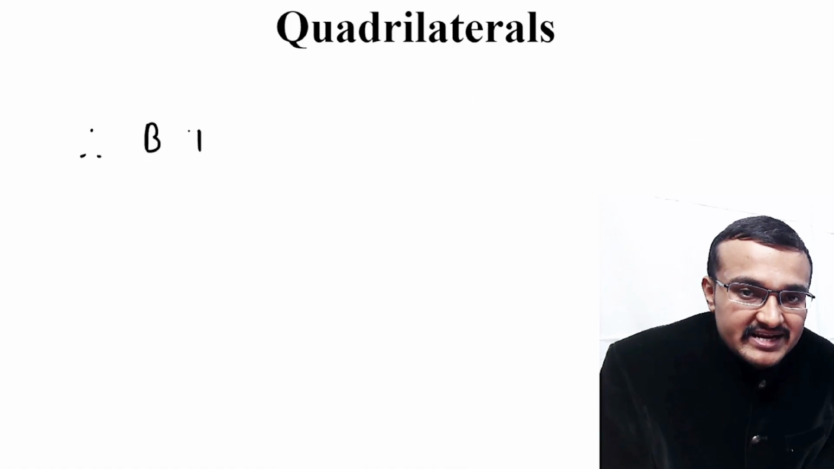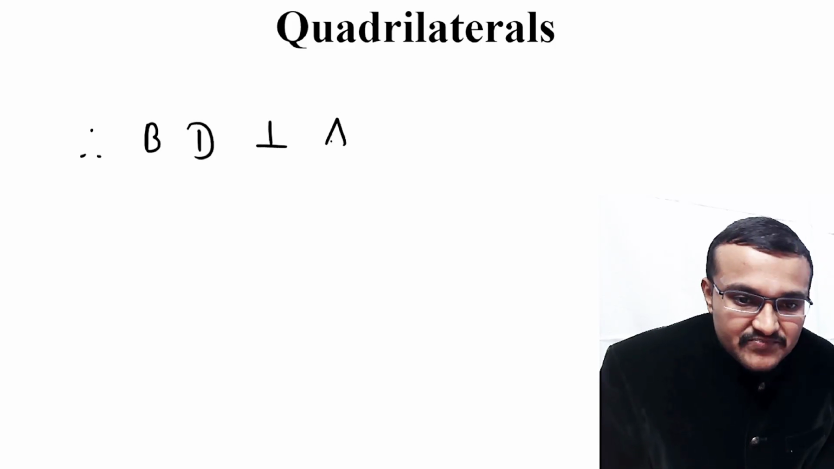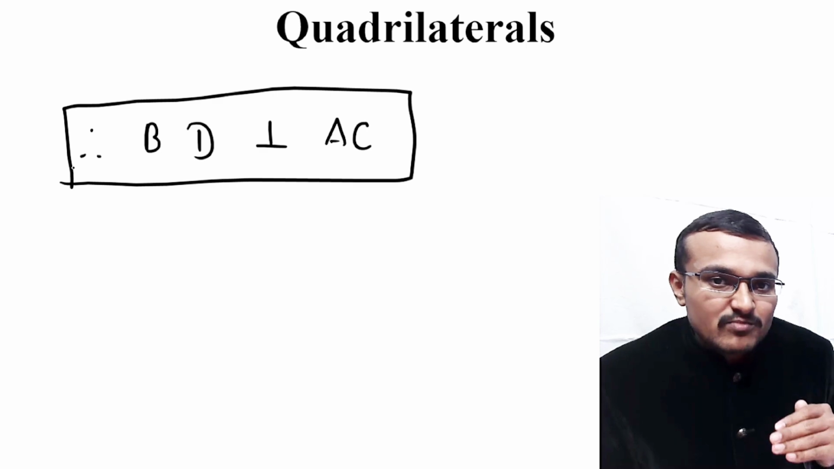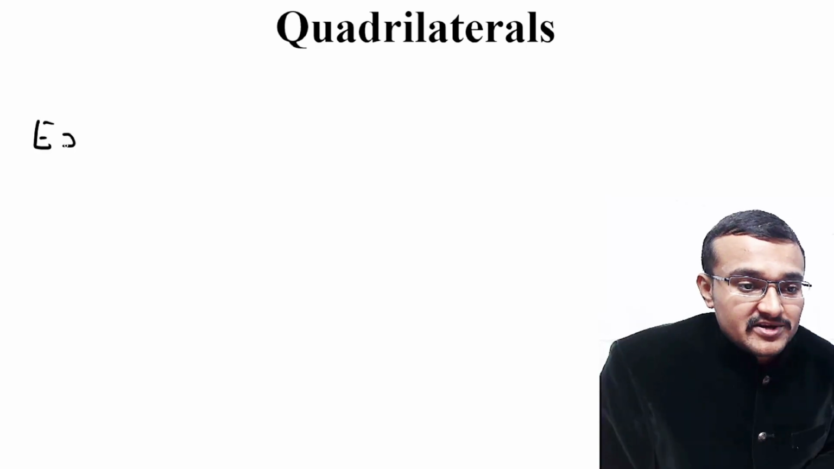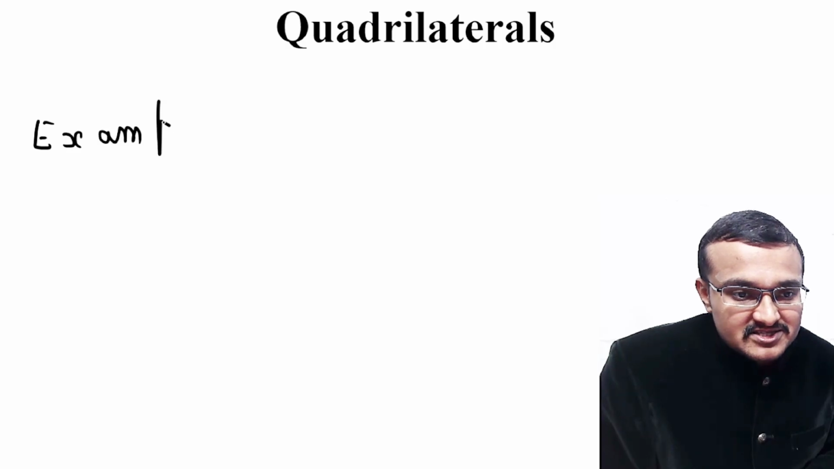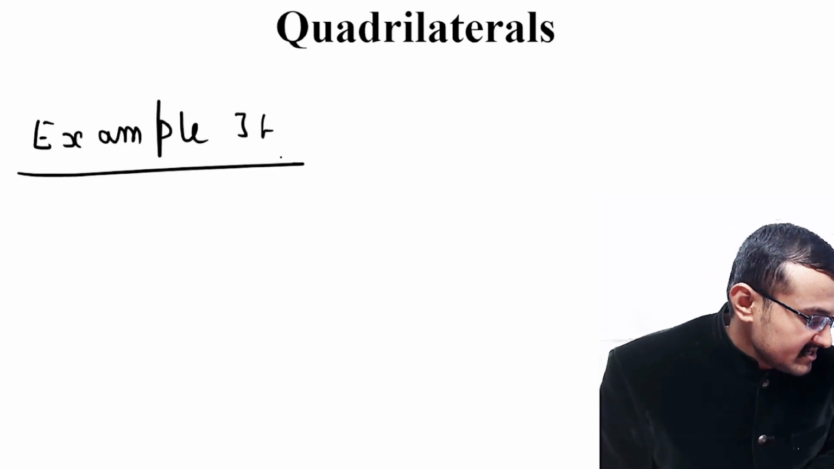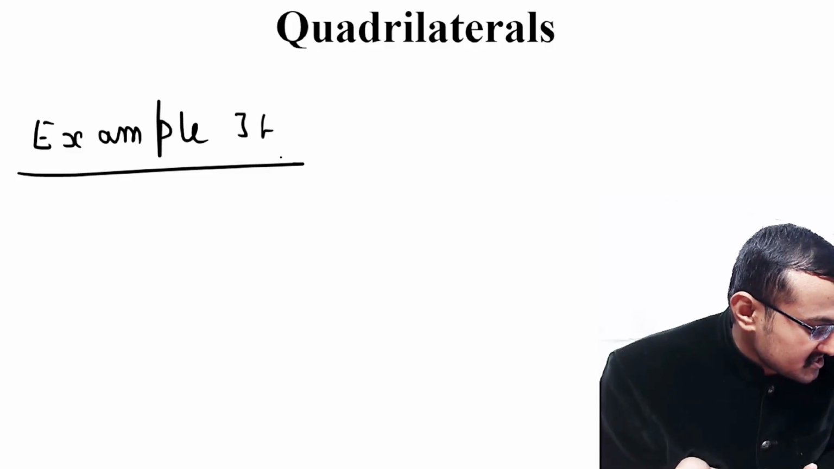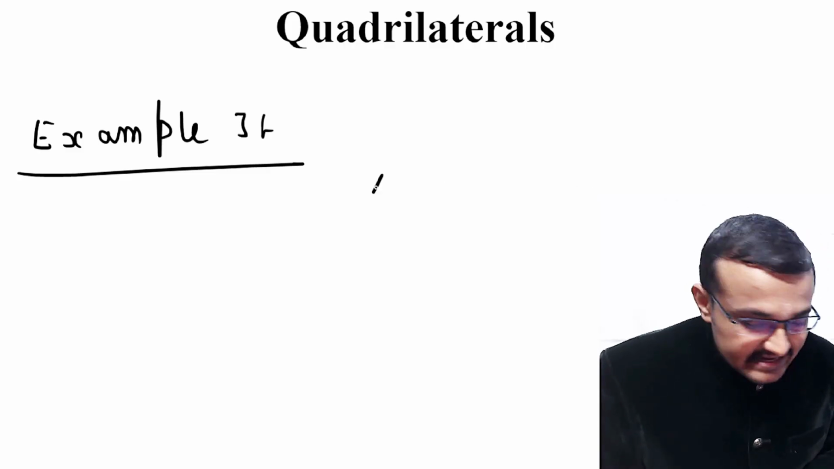Therefore BD is perpendicularly bisecting AC. Diagonals in a rhombus are perpendicular to each other. Now we will look into the next example in this particular chapter, that is example 3. In example 3, if ABC is an isosceles triangle, here they have given one particular diagram.